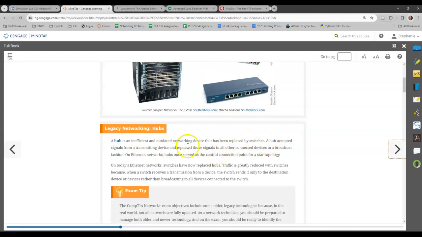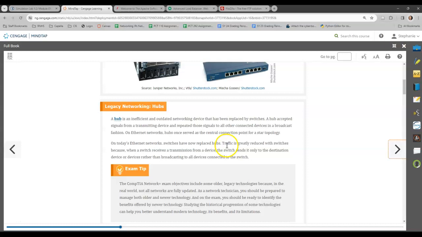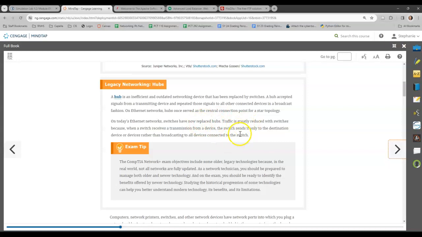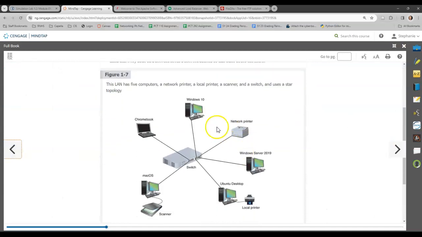So a hub was something that transmitted information and repeated the signals, but it was very inefficient, it was very slow, and it used to be the central point, but now the switches have upgraded everything. So they've now replaced it. And with switches, we can greatly reduce the traffic because when a switch receives any information, it sends it to the destination. So it doesn't just broadcast it out. So the difference is, let me go back to this picture. Anytime, if the Windows 10 computer just wants to print, if this was a hub, it would send it to everybody.